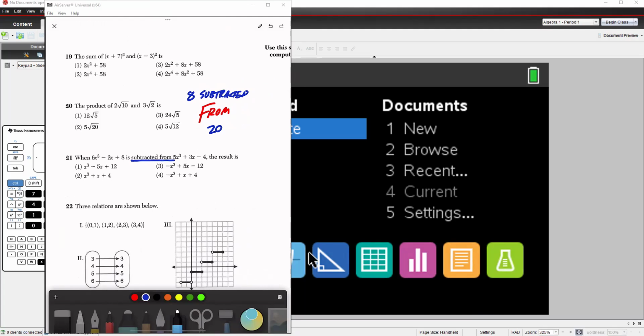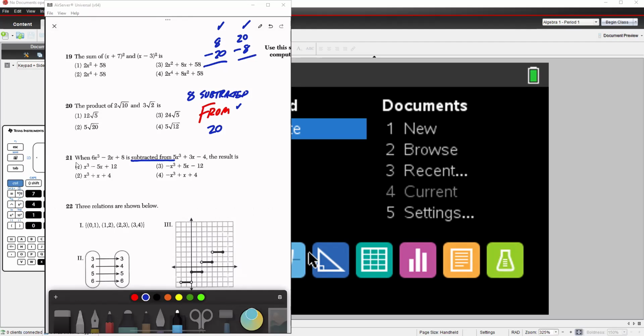So what I've written here is I said 8 subtracted from 20. Do you write that like this, 8 minus 20, or do you do 20 minus 8? Which one would it be when I say 8 subtracted from 20? Would it be the first one or the second one? Well, hopefully you would say the second one, because the 8 is being taken away from the 20. That's what this is saying.